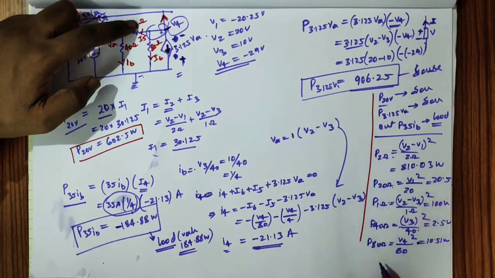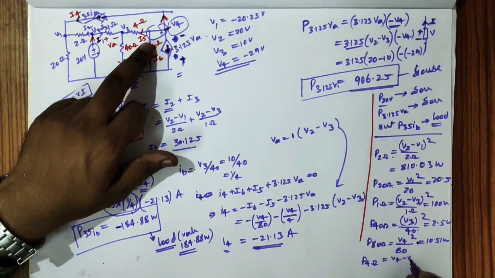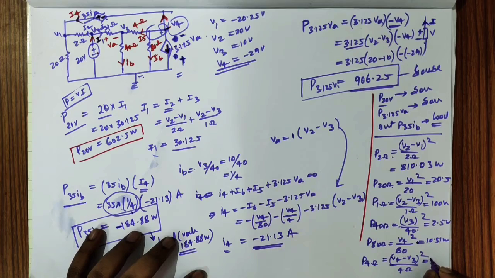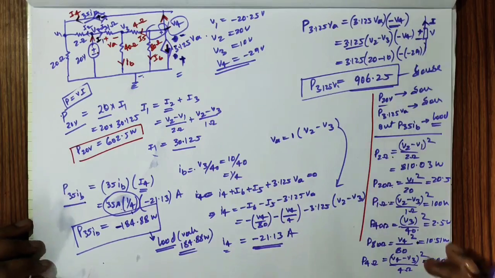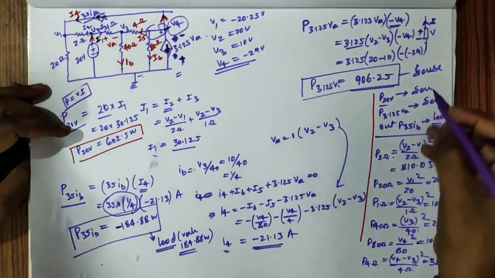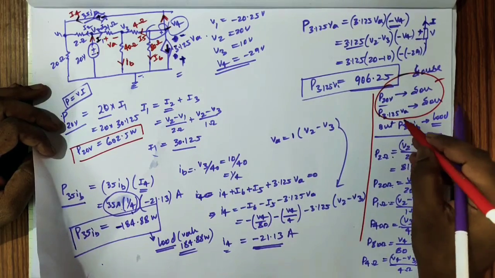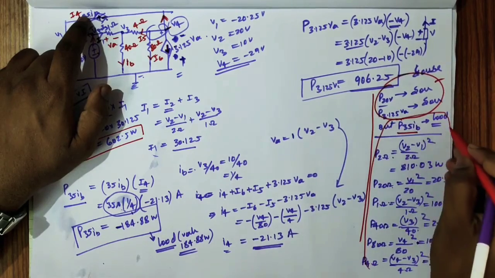now P4 ohm. The P4 ohm is V4 minus V3 whole square by 4 ohm. You obtain a value of 380.25. Okay. So we got the total powers dissipated by the different resistances. Now our job is to find the total power delivered. The delivering sources are these two, and this voltage source, this is a dependent source, and all these things are power dissipating elements.